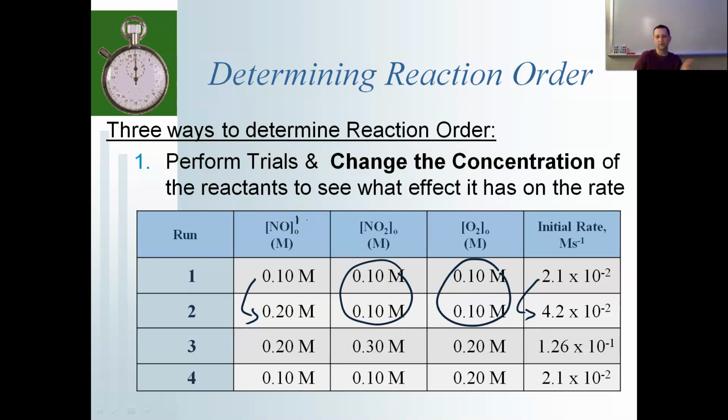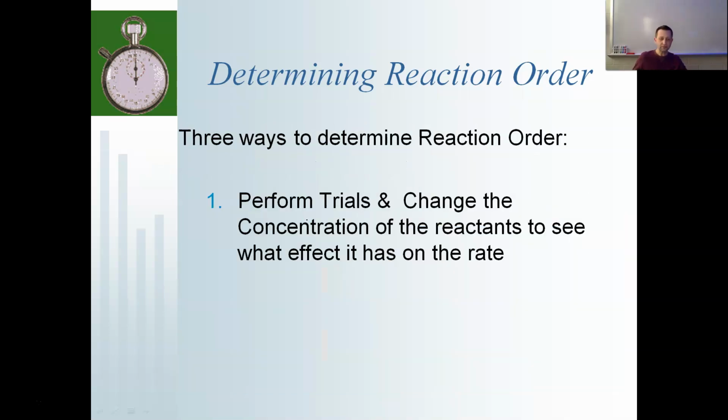Alright, so you would go through and do the same thing. Find the order with respect to NO2, find the order with respect to O2, and then see what you end up with. Add up all your exponents, and that gives you the reaction order. Alright, so that's number 1. Number 2, you can analyze the half-life.